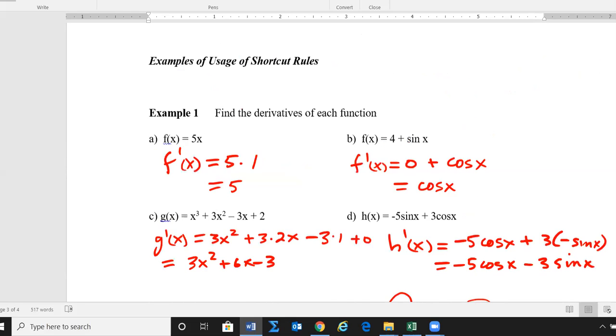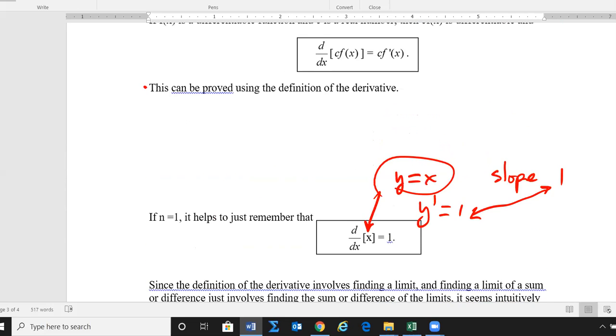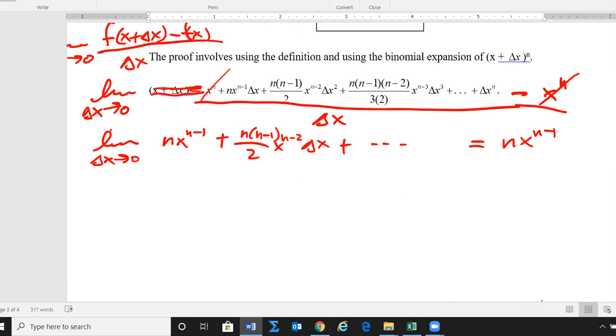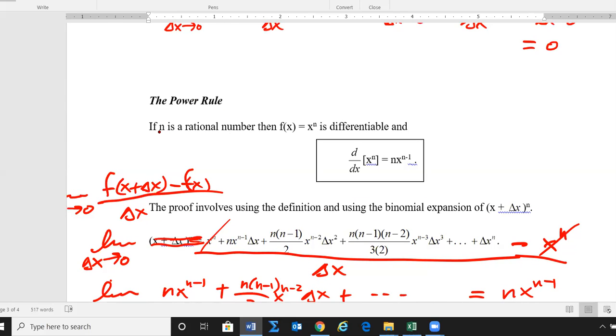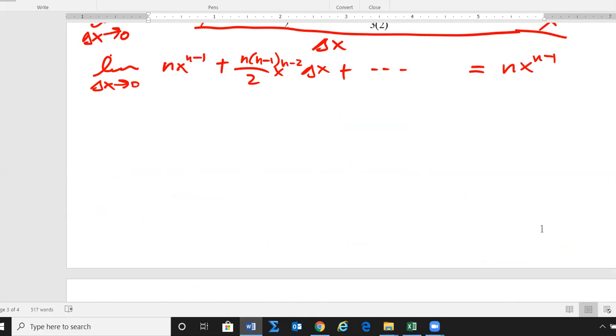Okay, so this rule that we saw back up here, this is actually good for, notice n is a rational number. I haven't done it for all real numbers, but this proof does hold for rational numbers. And that's because this expansion here is good for all rational n. Now to prove it otherwise, it will take a little bit more. We're not going to do that right now.